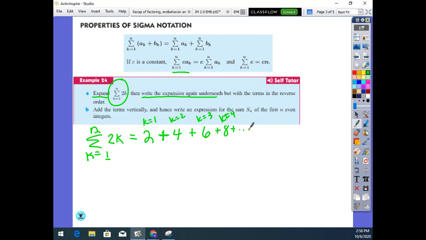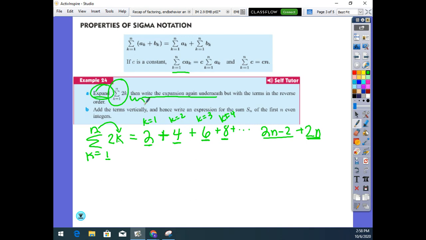Now, if I plug n in, do you see the very last term is 2n? What would be the term that comes before 2n? Do you see how each number is 2 less than the previous number? So this one will be 2n minus 2 here. Okay, so that part is the expansion.